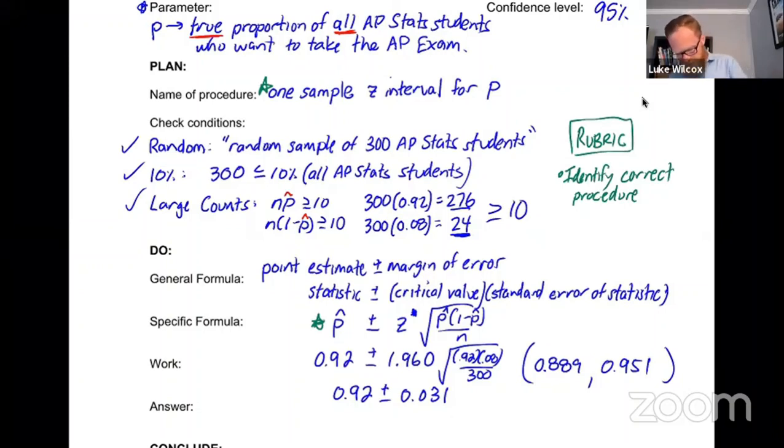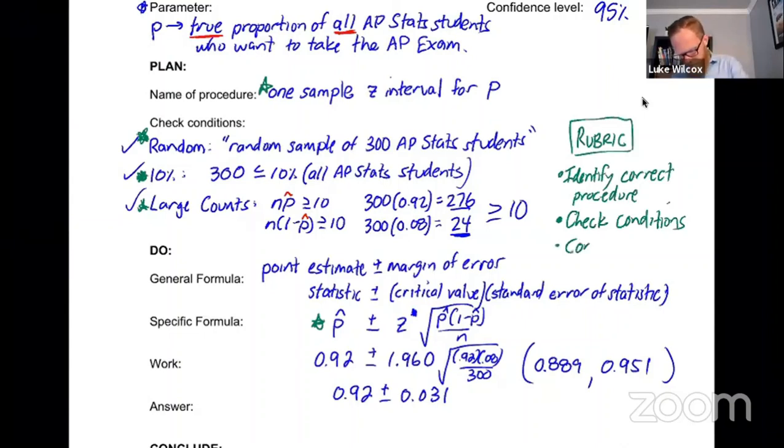Okay, the next thing that you're going to want to make sure you do is to check conditions. If you look at rubrics from years past, you're probably going to see this one, the random condition, and this one, the large counts condition, but you might not see the 10% condition until last year. 2019 was the first time that we saw the 10% condition. I think in line with the new College Board CED, this is something you can expect to see on the rubric. So if you are sampling without replacement, make sure you're checking that 10% condition.